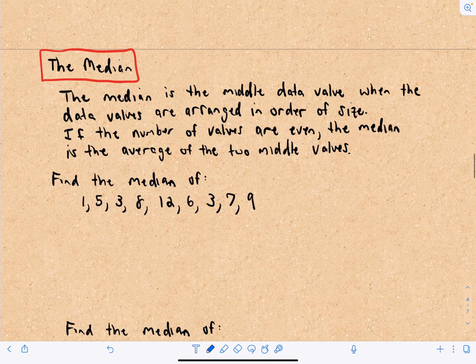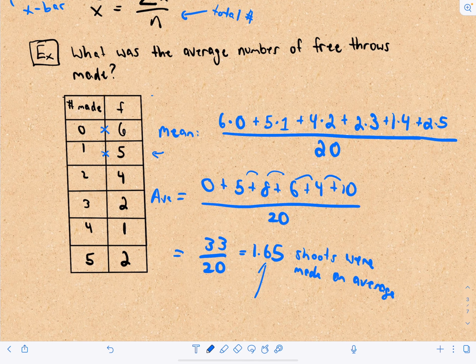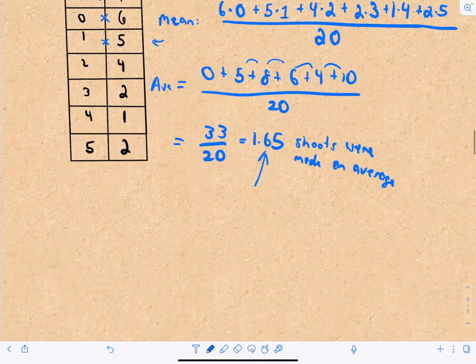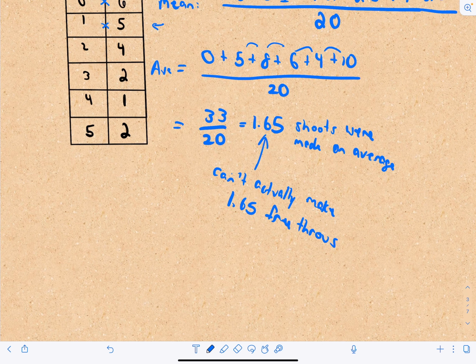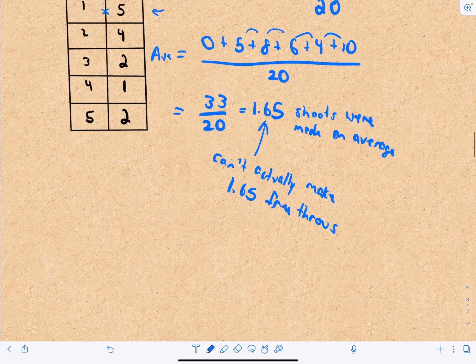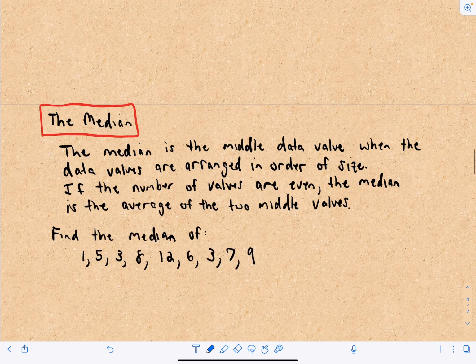Lastly, we'll look at the median. So the median, one other comment before I forget. Notice that the average is not a number of free throws you could make, right? In this case, you can't actually make 1.65 free throws. You can either make 0 or 1 or 2 or 3 or 4 or 5. So that's one thing that's important about averages. It doesn't actually have to be a value in your data set at all. It could totally be a value that's not even possible to obtain. Okay, back to the median.